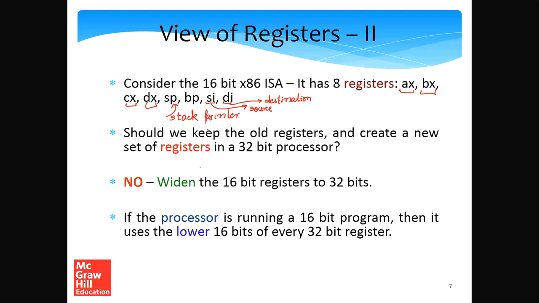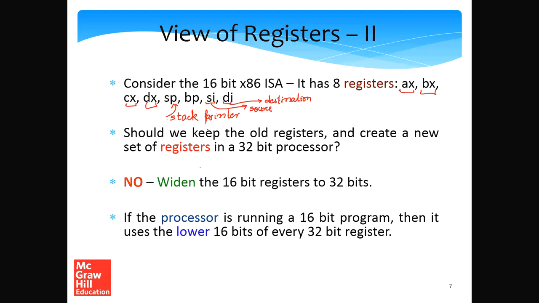And SI and DI can be used for regular computation, but they have a special meaning. S stands for source and D for destination. So some instructions assume that SI is a default source and some other instructions assume that DI is a default destination. We shall look at these instructions later in this lecture.